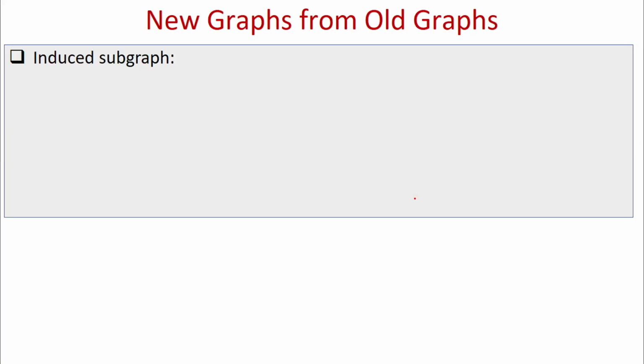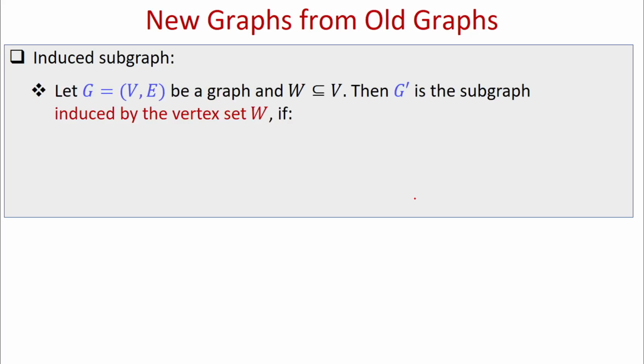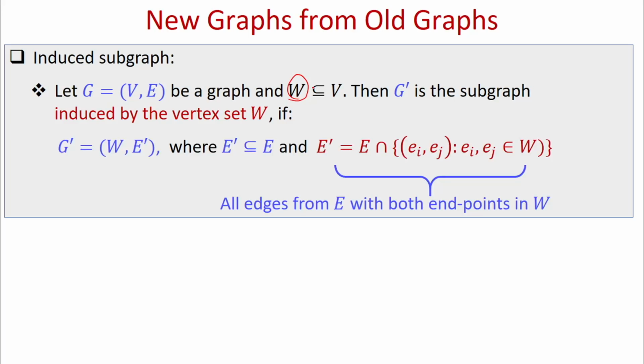Now let us next define what we call an induced subgraph. So if you are given a graph G with vertex set V and edge set E, and if I take a subset of vertices W, then G prime is called the induced subgraph, or the subgraph induced by the vertex set W, such that the vertex set of G prime is W and the edge set E prime of G prime consists of only those edges whose both endpoints are within the subset W. So basically what this induced subgraph tries to do is the following.